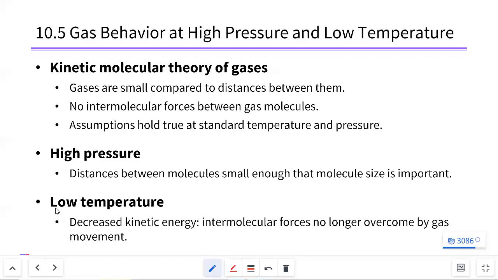And if we have a combination of both of those, a high pressure, low temperature kind of gas, then the assumptions and the failures of those assumptions multiply.